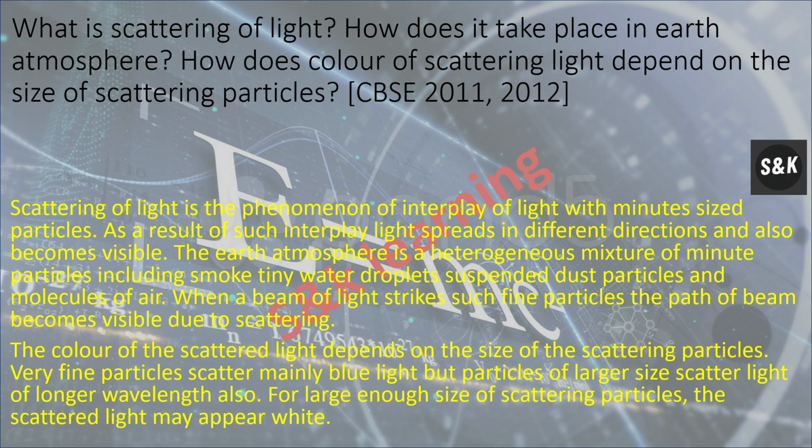What is scattering of light? Scattering of light is the phenomenon of interplay of light with minute-sized particles. As a result of such interplay, light spreads in different directions and also becomes visible. The Earth's atmosphere is a heterogeneous mixture of minute particles including smoke, water droplets, suspended dust particles and molecules of air. When a beam of light strikes such fine particles, the path becomes more visible due to scattering of light.